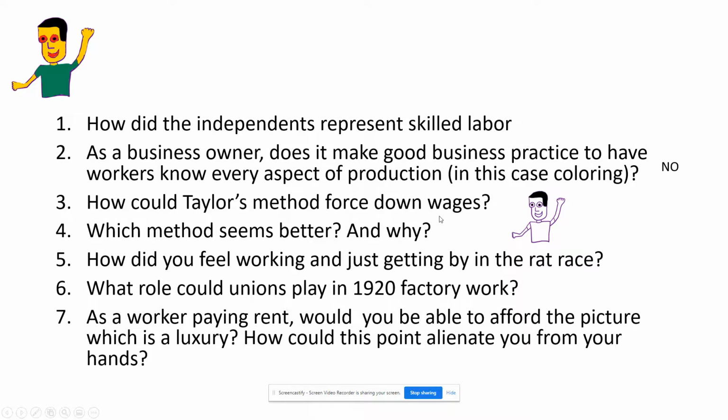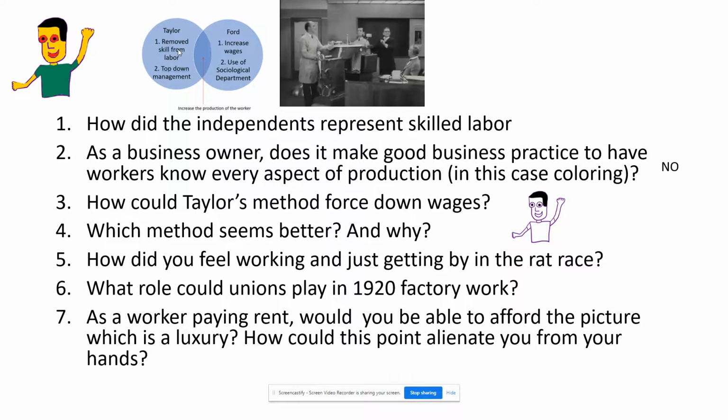How could Taylor's method force wages down? Well, think about the point that I just made. I can easily train somebody to color this hair. That doesn't really require much. And as a result of that, the wages are going to go down. Which method seems better? And why? I don't know. Think about the increasing of money, if that's going to motivate people, or think about removing skill to a point where people are just really not doing much but tedious piecework, which brings up the image of Modern Times.